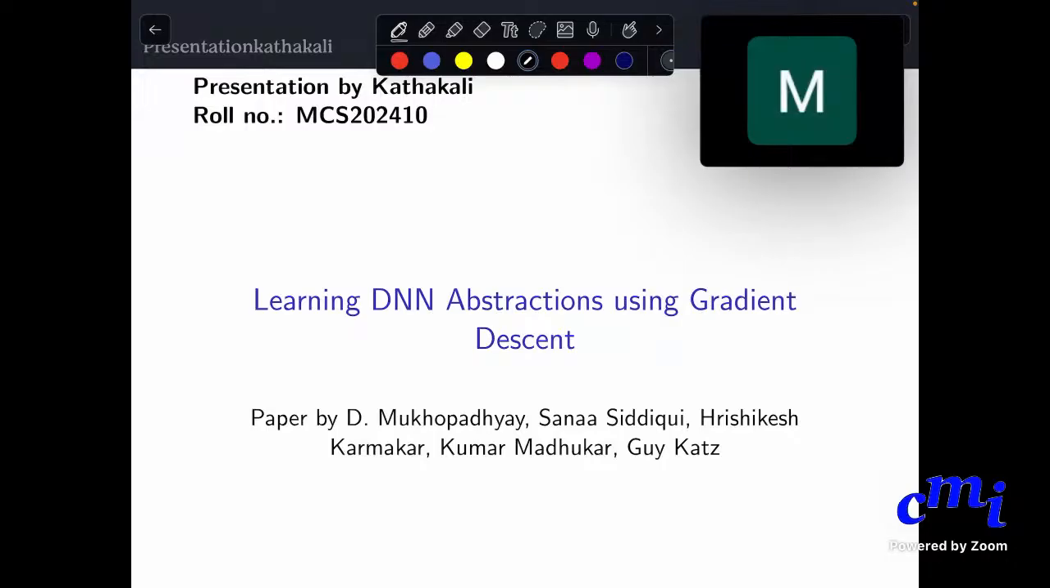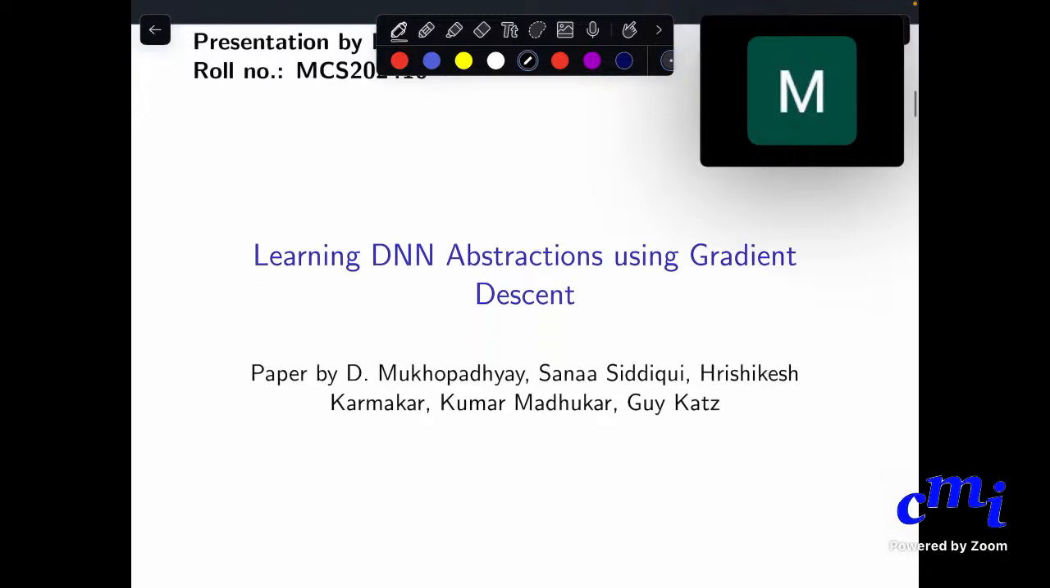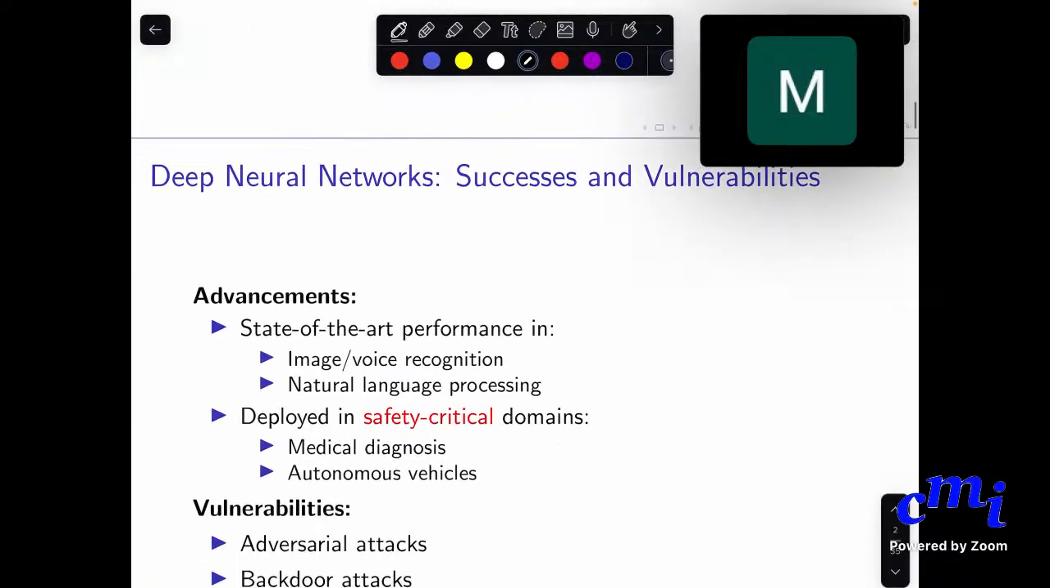Good afternoon, everyone. Today I will be presenting this paper, Learning DNA Abstractions Using Gradient Descent. We have been made aware in the class that deep neural networks are used in various aspects of life: image and voice recognition, natural language processing, and particularly in safety critical domains like medical diagnosis and autonomous vehicles.